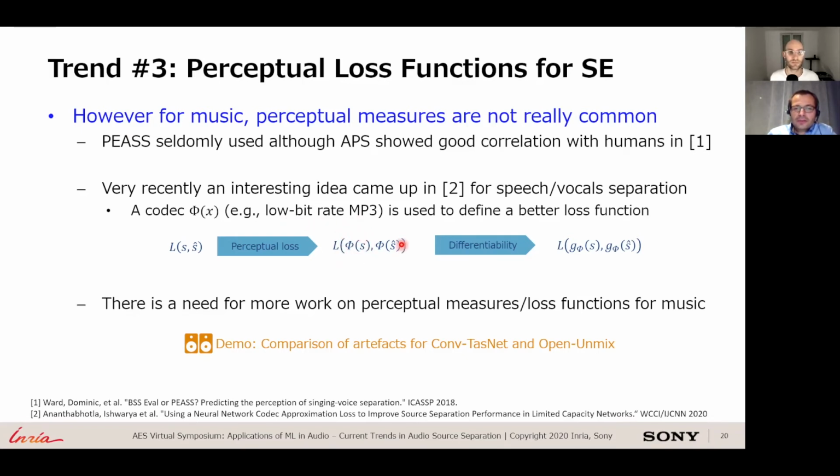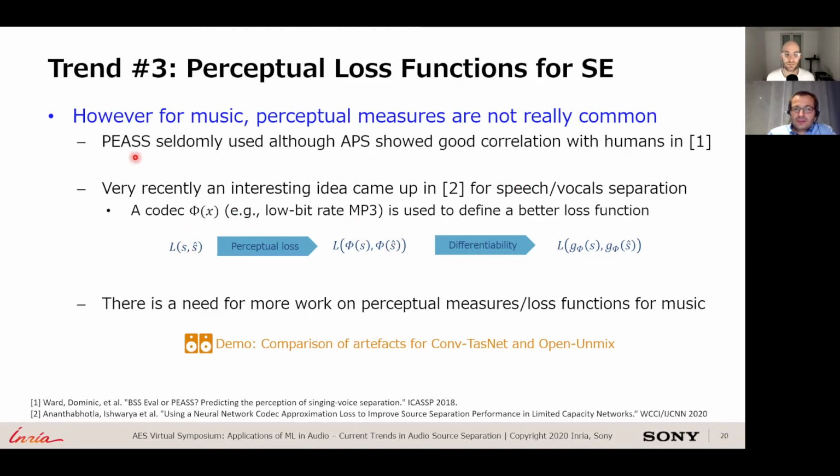And we now compare in the loss function not S and S hat, but the low bitrate coded versions of the ground truth and of our separation. And this low bitrate MP3 codec will have removed everything which is basically not important for our perception, and therefore it should be more meaningful to compute the loss on phi of S and phi of S hat instead of the original S and S hat.